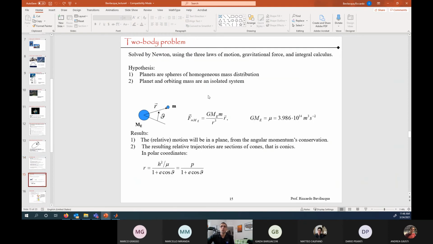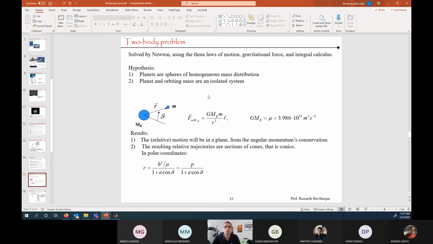Okay, so the two-body problem, what we really care about, was solved by Newton using the three laws of motion, the gravitational force, and integral calculus. You assume that the planets are spheres, that the mass is uniformly distributed, and that the planet and the orbiting mass, our satellite, are isolated systems. So forget about the moon, forget about the sun, forget about everything else. You only have your M_E, the planet, and your little m, the satellite.